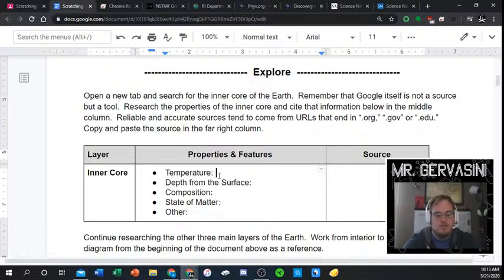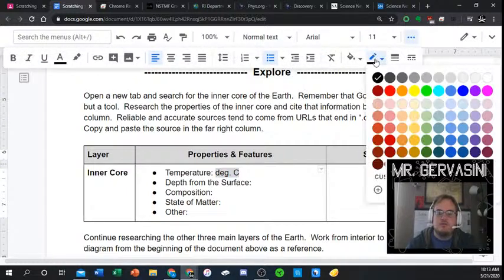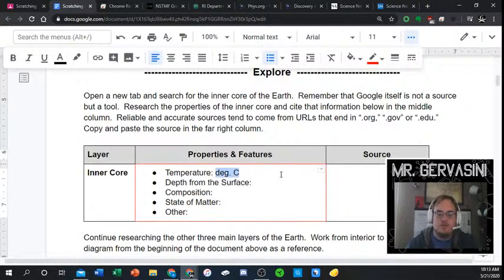So temperature, give it to me obviously in degrees Celsius. Here, let me make this a different color so it's a little more obvious. No, I don't want to make the line a different color. No, I don't want to fill it. Where's... It's over here, because I'm so zoomed in. Degrees C. Depth from the surface, you're going to give that to me in kilometers.